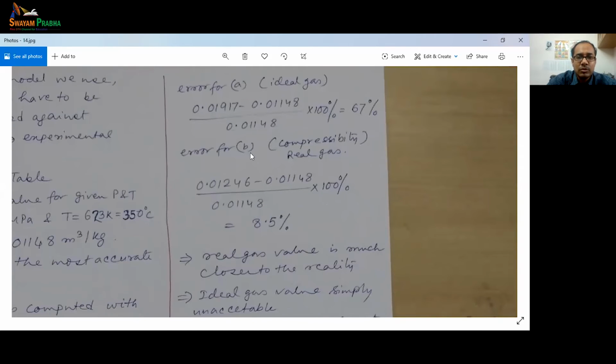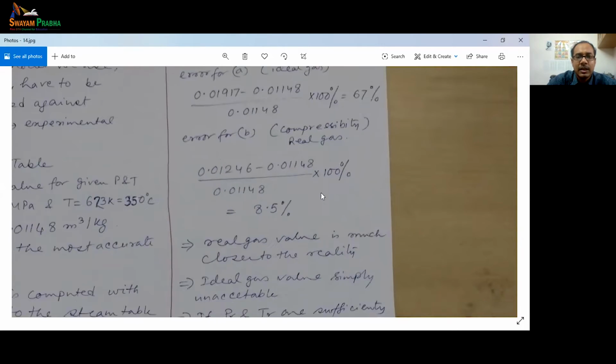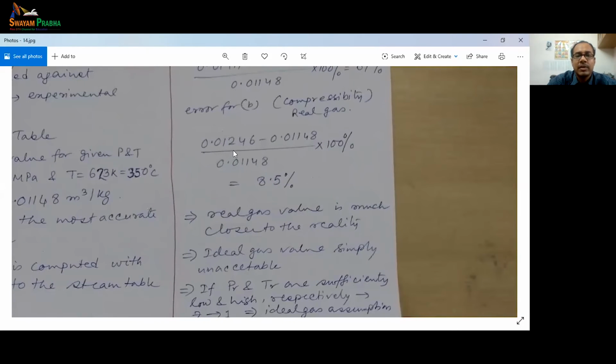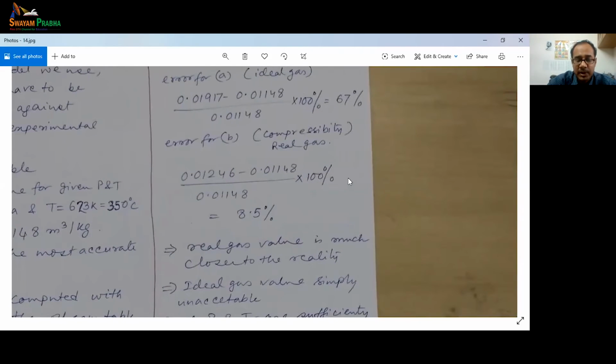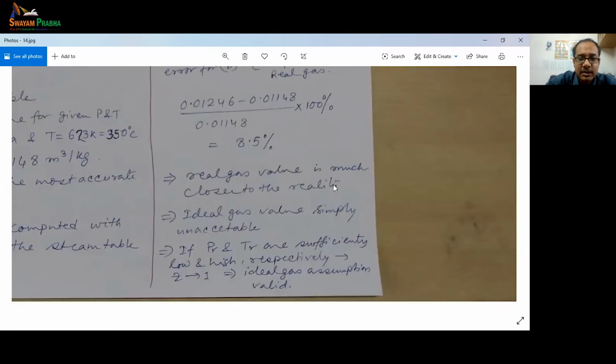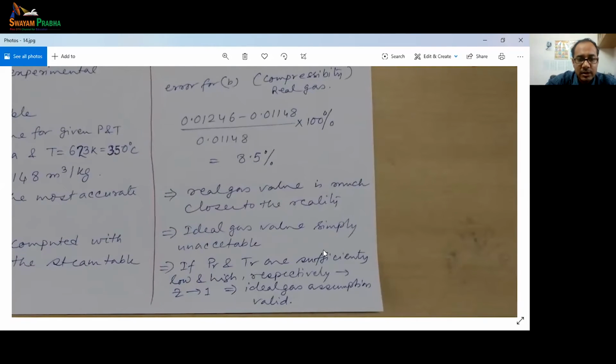Now if we use the second option, the real gas assumption or the compressibility factor, the error comes down to 8.5%. So that's reasonable. That's within 10% of the reality. So what we can see here, the real gas value is much closer to the reality, and the ideal gas value is simply unacceptable. For the pressure and temperature that's given here, the superheated water vapor simply cannot be taken as an ideal gas. That's the thing that we learn here.